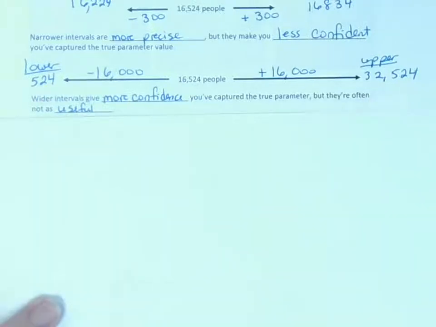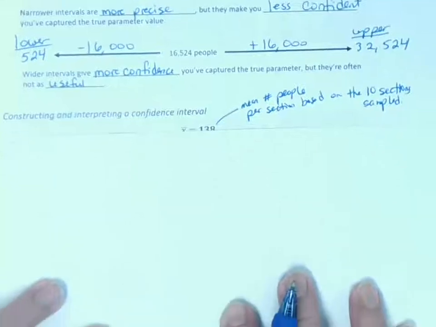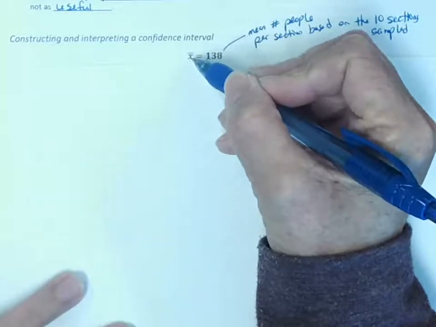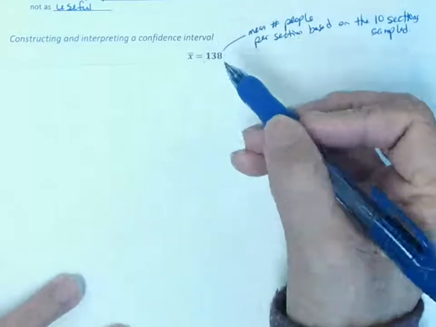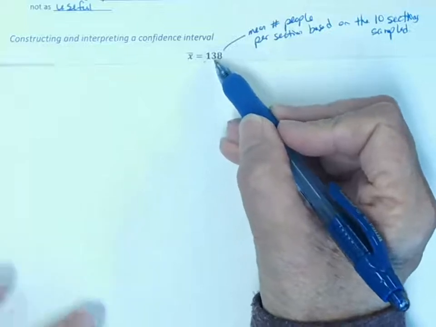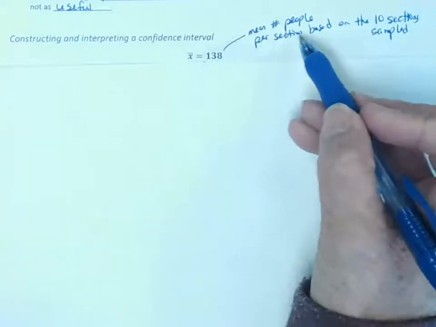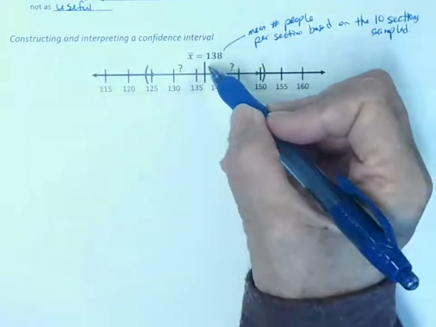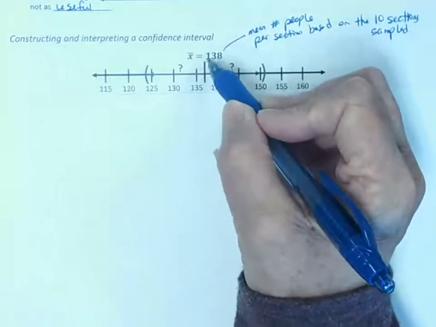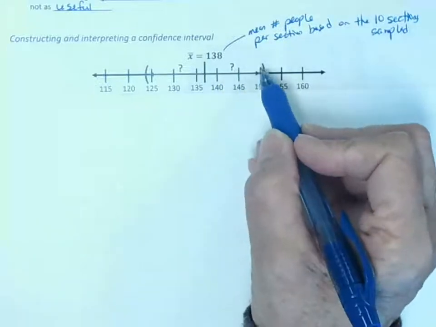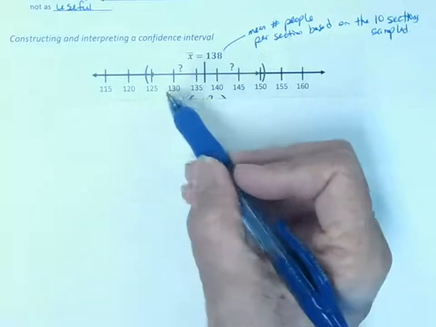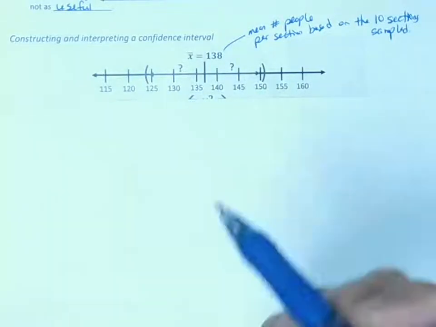Okay, so let's talk about how to construct and interpret a confidence interval. So the mean from my samples, from those 10 sections that I sampled, was 138. I rounded it to the nearest whole number here. So that's the mean number of people per section based on the 10 sections we sampled. So I'm going to put 138 here. That's my point estimate. But how far out should I go? How far do I want to say is my margin of error for this?